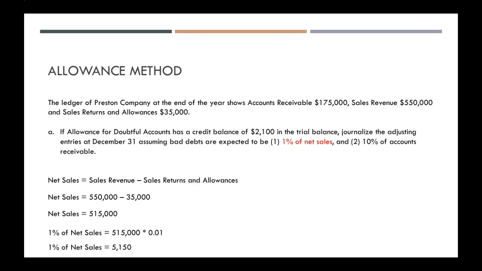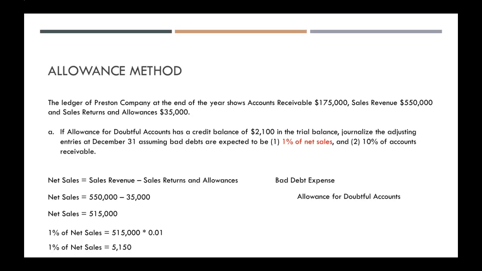Now we have some information that we can use when we are needing to journalize this adjusting entry. So under the allowance method, whenever we estimate uncollectibles, we will debit bad debt expense and credit allowance for doubtful accounts. Allowance for doubtful accounts is a contra asset. Just like how your accumulated depreciation went against your equipment on a balance sheet, your allowance for doubtful accounts would go against your accounts receivable on a balance sheet.